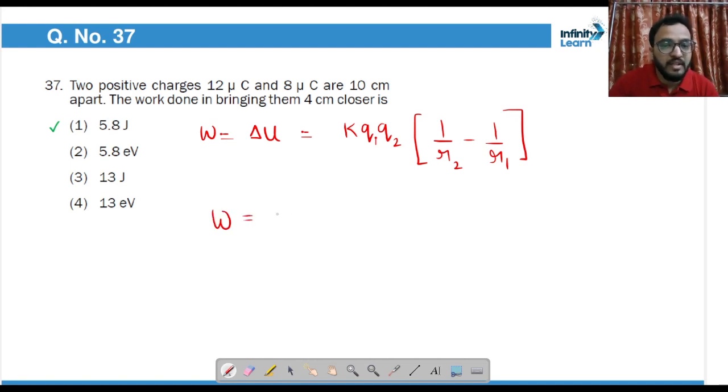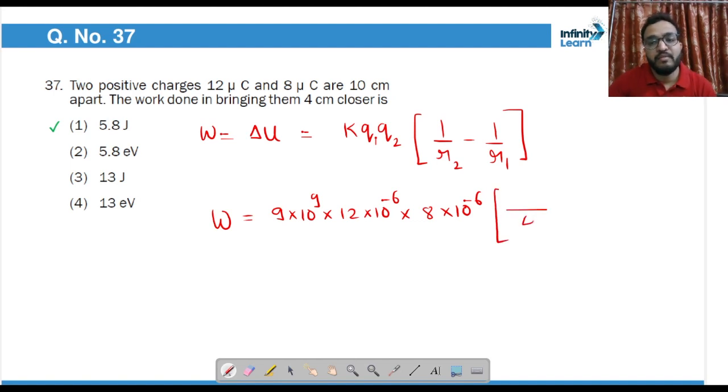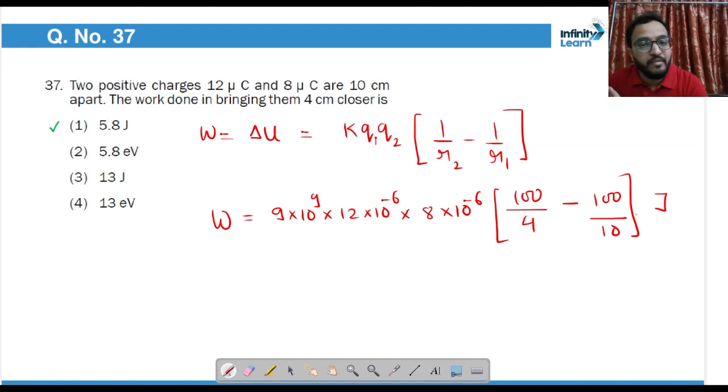What is K? K is 9 into 10 to the power 9 into 12 into 10 to the power minus 6 into 8 into 10 to the power minus 6 into 4 by 100 minus 100 by 10 by 100, because it was in centimeter we need to convert it into meter. This is how you will get your answer. Okay, clear? I suppose you have understood now.